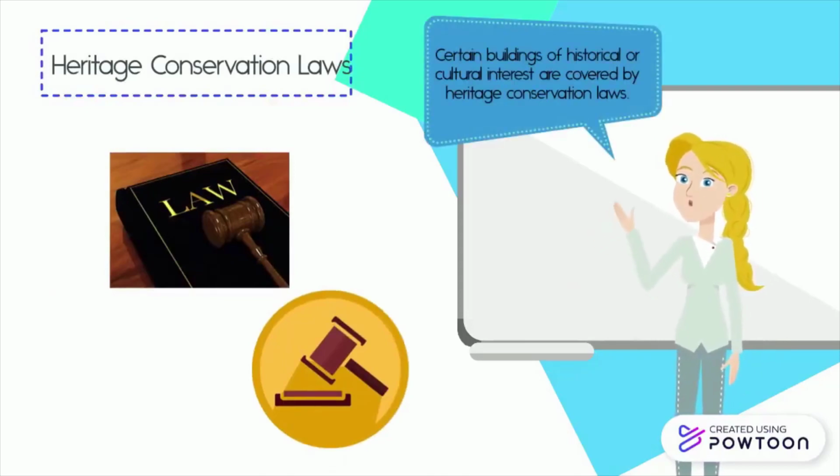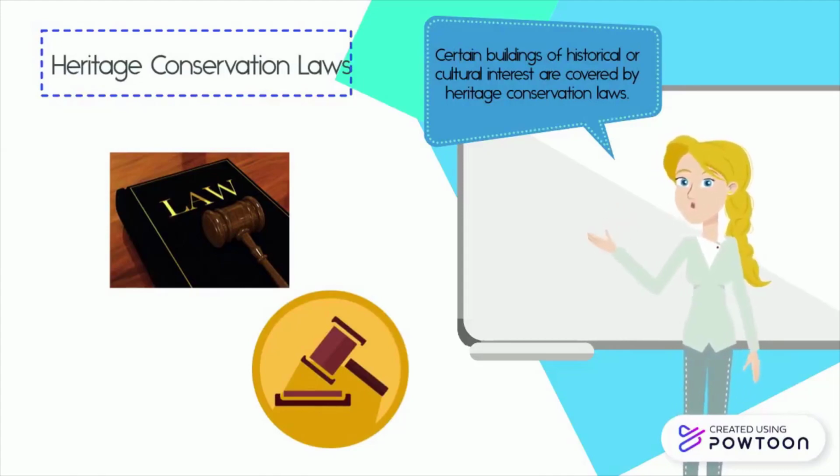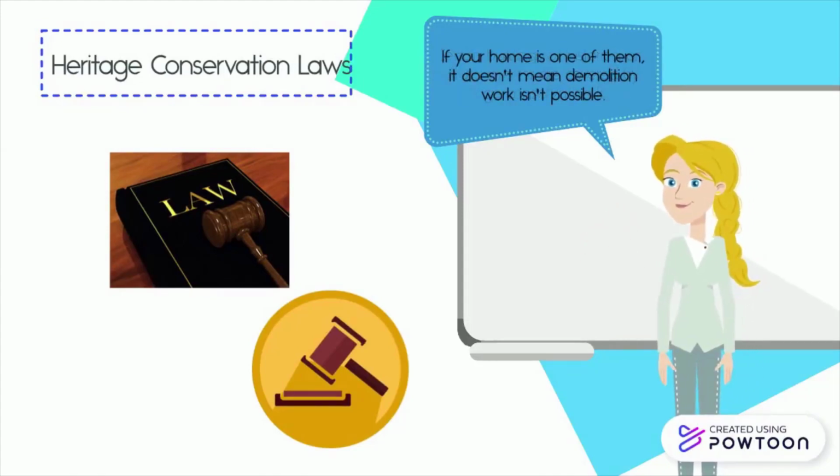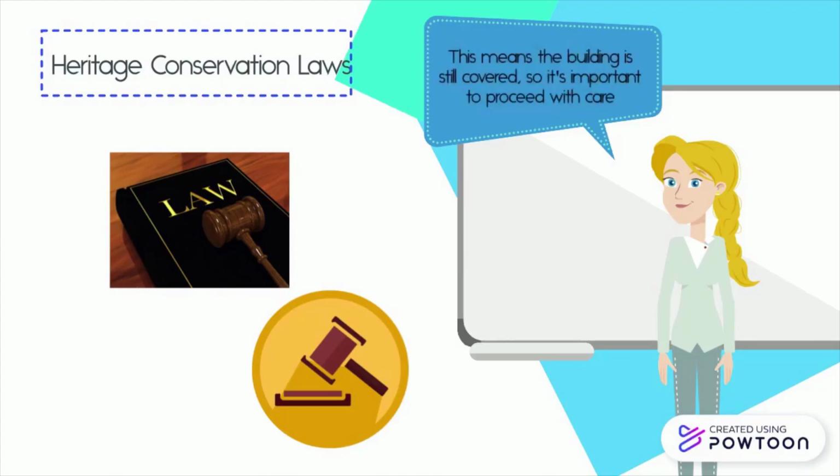3. Heritage conservation laws. Certain buildings of historical or cultural interest are covered by heritage conservation laws. If your home is one of them, it doesn't mean demolition work isn't possible. However, it does mean you'll need to seek special permission, and this can delay the process. In some cases, the building itself isn't of any historical value, but it was built in a conservation area. This means the building is still covered, so it's important to proceed with care.